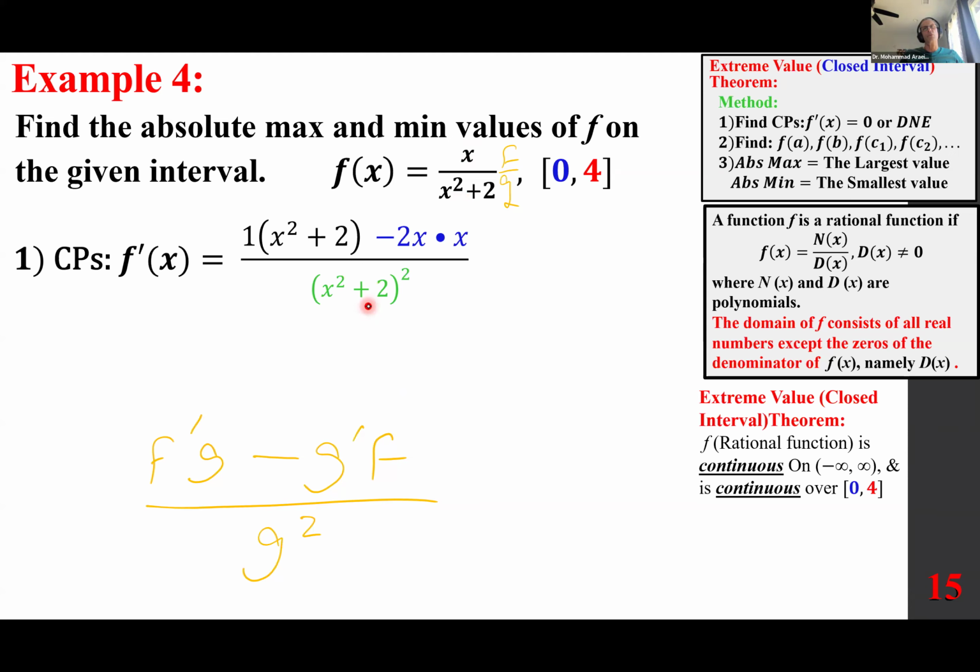Now we are going to do algebra to finish the job. We are going to write x squared plus 2 minus 2x squared. x squared and minus 2x squared add up to minus x squared. So here's f prime of x.